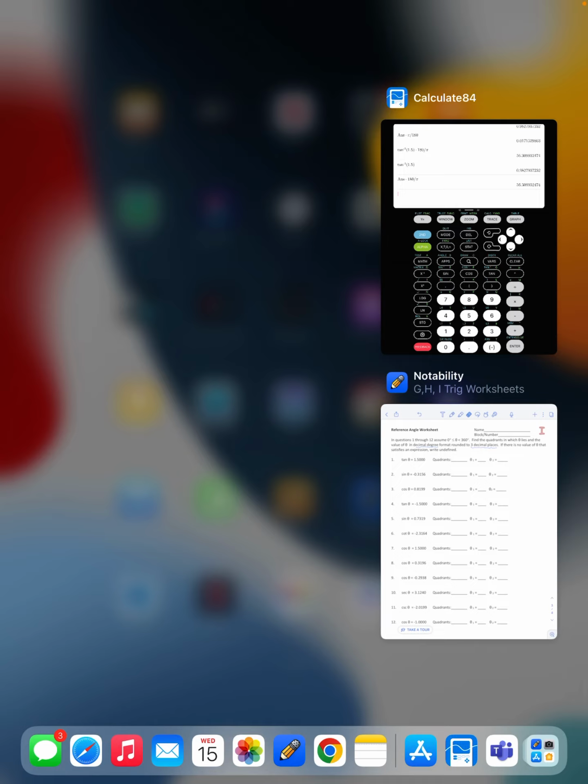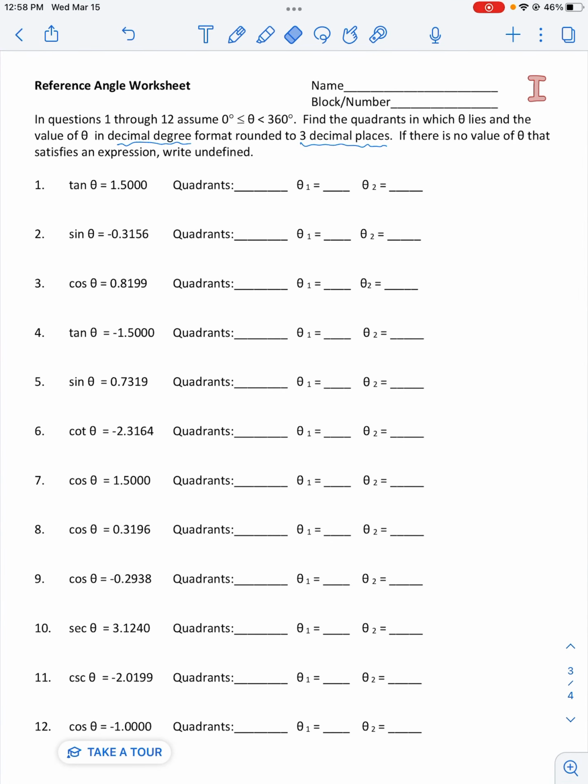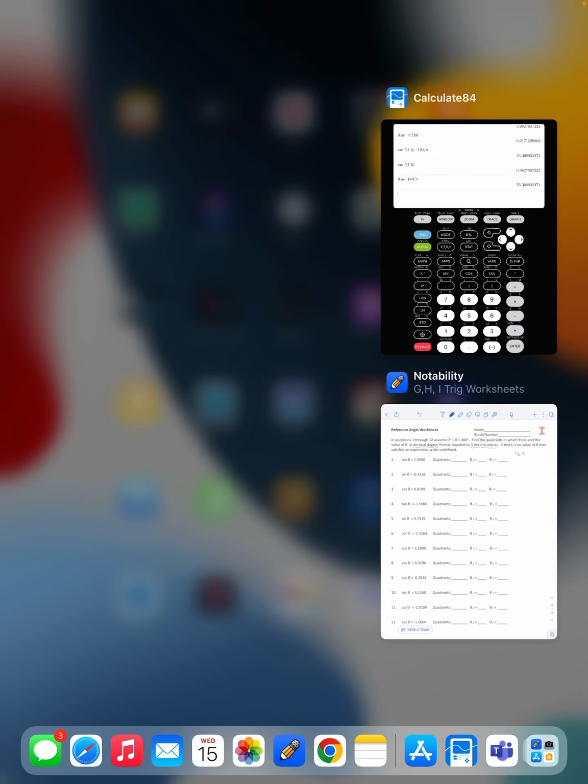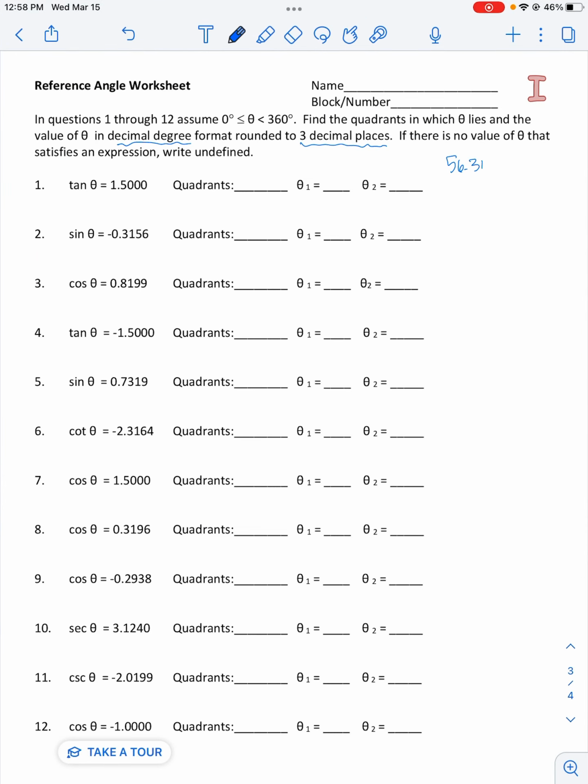All right, going back here, I'm going to write that down, 56.3, out to 3 places, 56.310 degrees. So I have to think about what quadrants this is going to be in. Well, in what quadrants is tangent positive? The outcome here of tangent is positive.